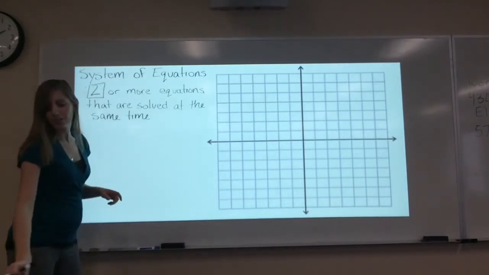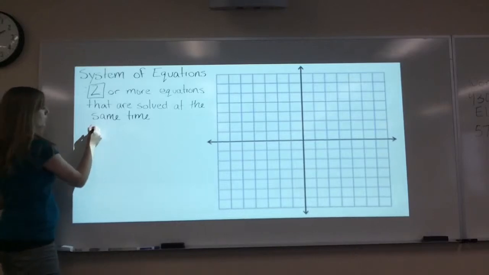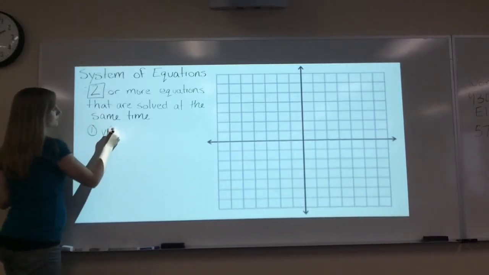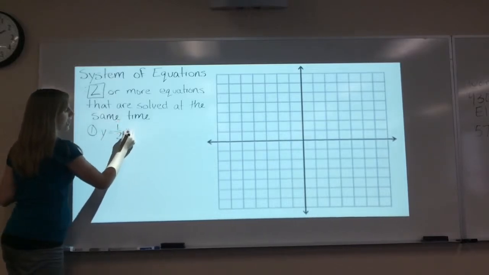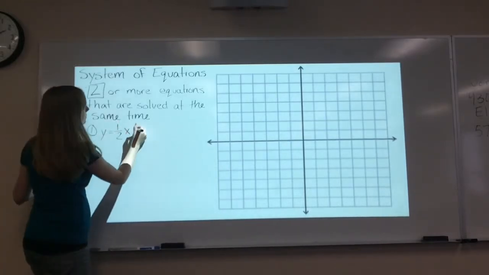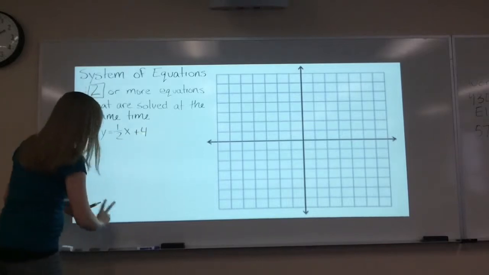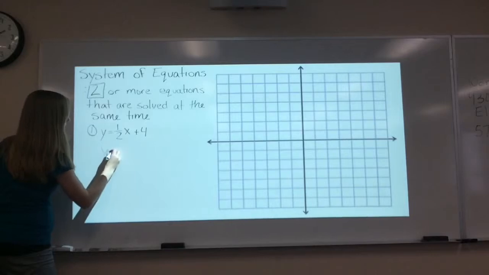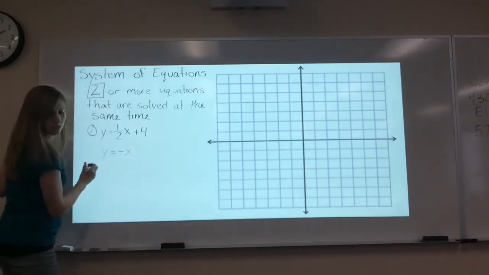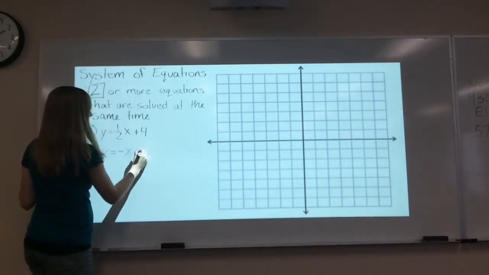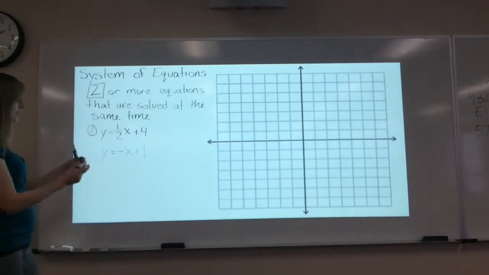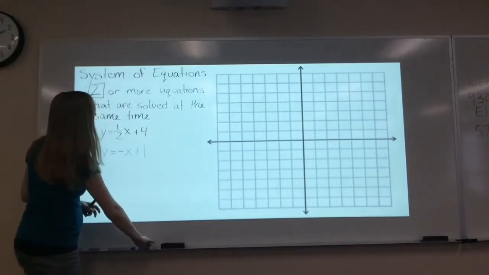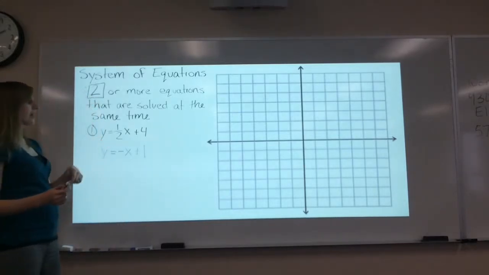So, our first problem, number 1, we have y equals 1/2 x plus 4. And then our second equation is y equals negative x plus 1. Now I'm going to be doing these in two different colors so it's easy for you to see which equation I'm graphing. So for the first one, y equals 1/2 x plus 4.